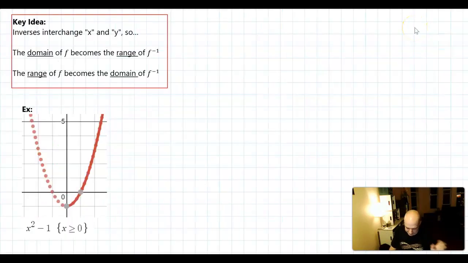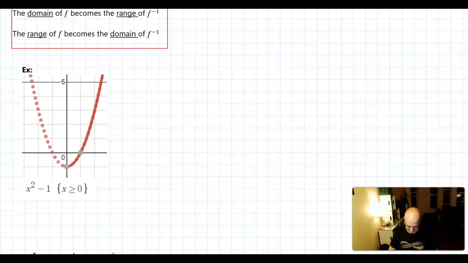Before we get started, please make note of this key idea, which is that inverses interchange x and y. So the domain of f, whatever it is, will become the range of f inverse. And the range of f should become the domain of f inverse. And as we do this, we're going to actually list the domain and range of each. That's a key idea, and if you're asked to find domains and ranges for functions and their inverses, you can use this idea even if you're not applying the idea of domain restrictions. You can use it for all functions and their inverses.